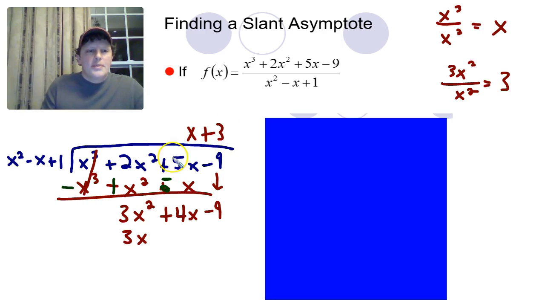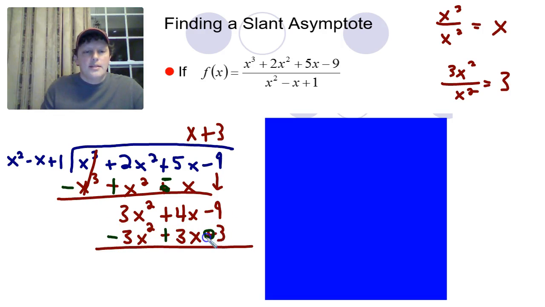So 3 times x squared is 3x squared, 3 times negative x is negative 3x, and 3 times 1 is 3. In order to subtract, I have to change all of these signs. So any minuses become positives, and any pluses become minuses. And then I add down, or subtract down, as it were. So the first one cancels out. 4 plus 3 is 7x. Negative 9 minus 3 is minus 12.